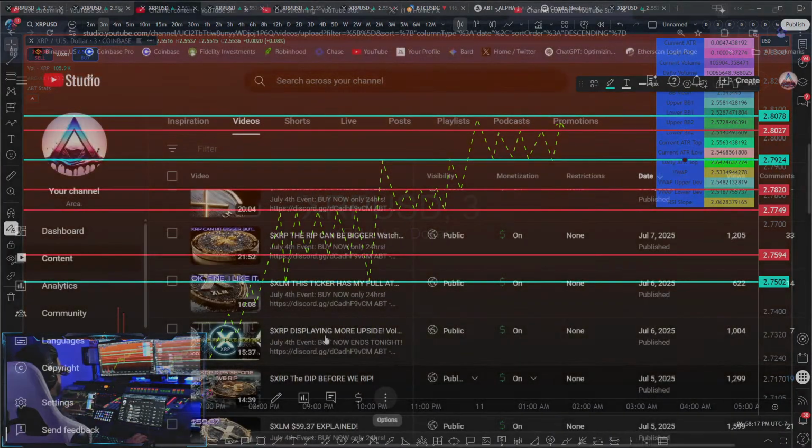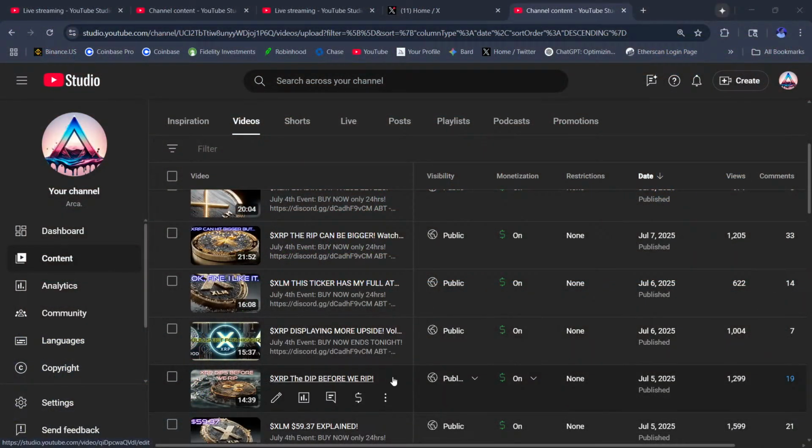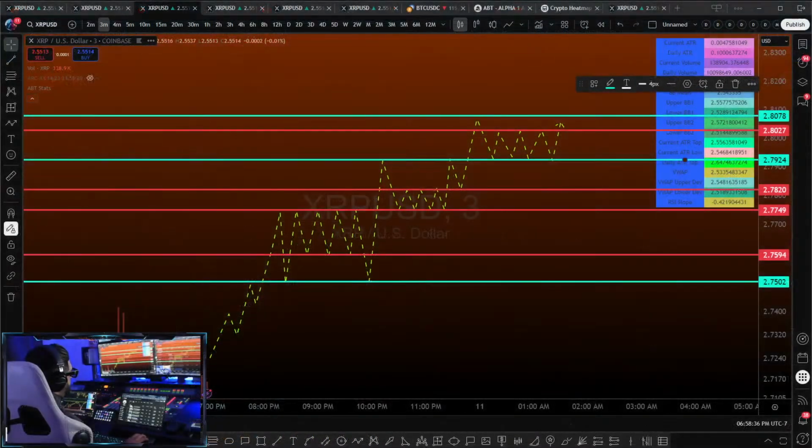I can give you an example here. How about this? This is the dip before we rip on July 5th. And we're on the 10th right now. And what's happened to XRP since then? You know what I mean? So that's what I mean. This in that video was a clear example of what this is doing.